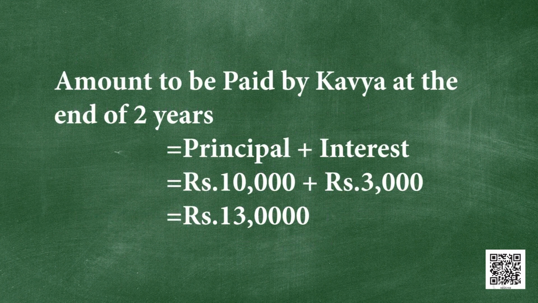So, amount to be paid by Kavya at the end of 2 years is equal to principal plus interest, that is equal to rupees 10,000 plus rupees 3,000, that is rupees 13,000.